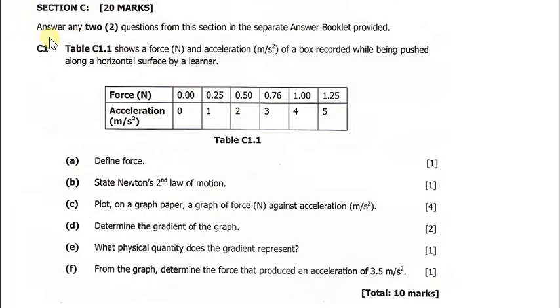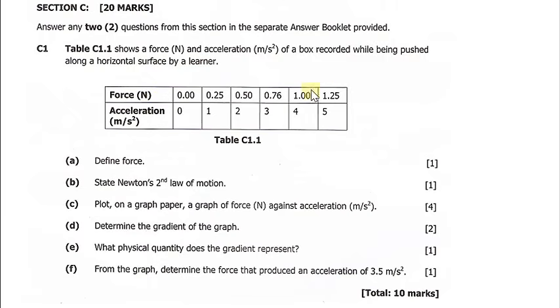Here we are told to answer any two questions from this section in the separate answer booklets provided. So here they give you 3 questions, then you answer only 2. Each question that you answer carries 20 marks. So C1 says Table C1.1 shows a force in newtons and acceleration in meters per second squared of a box recorded while being pulled along a horizontal surface by a learner.